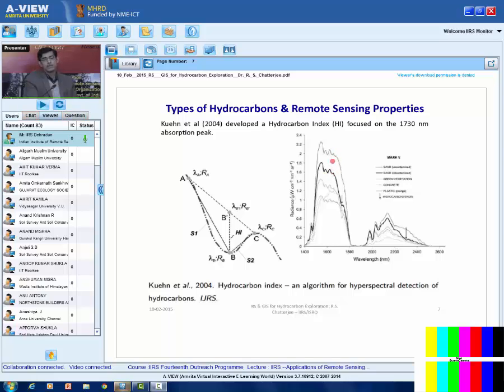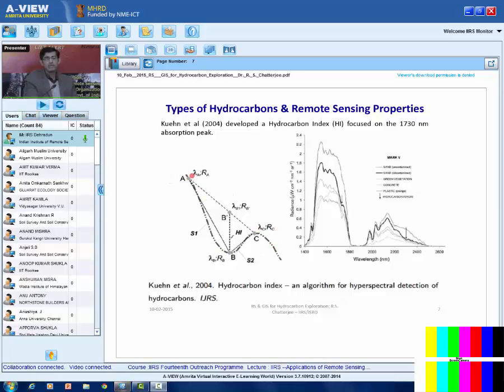If we compare these two spectral plots, in the case of uncontaminated sand this is a smooth curve. But in the case of oil contaminated sand, we observe some features. There is an absorption peak here around 1.73 and another absorption peak here around 2.3. The index was developed using this particular absorption peak. If we see the zoomed view, it will look like this, with an absorption peak here.